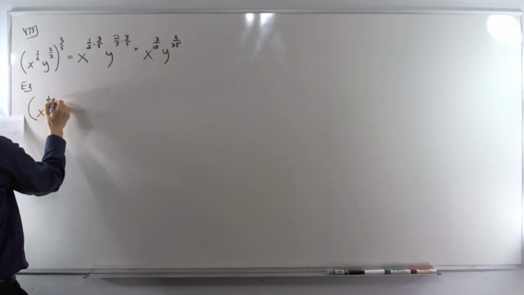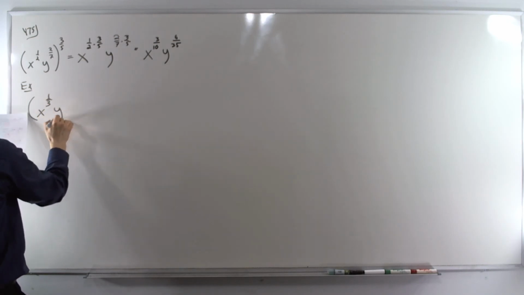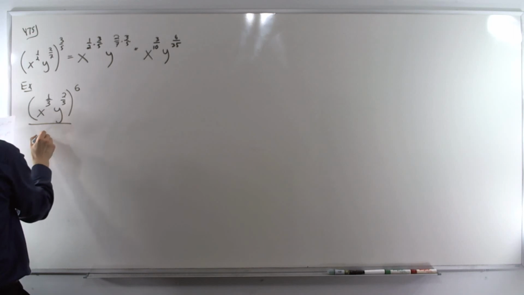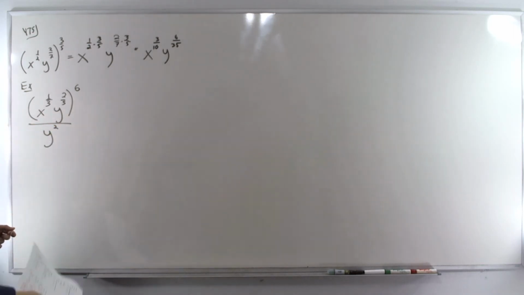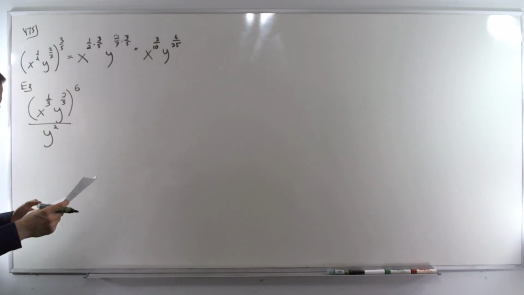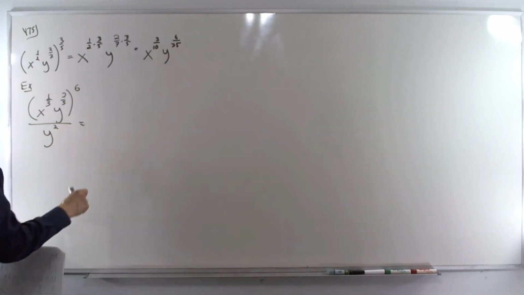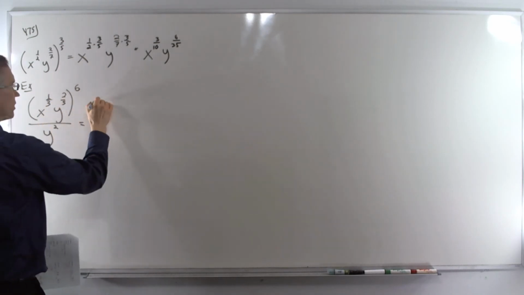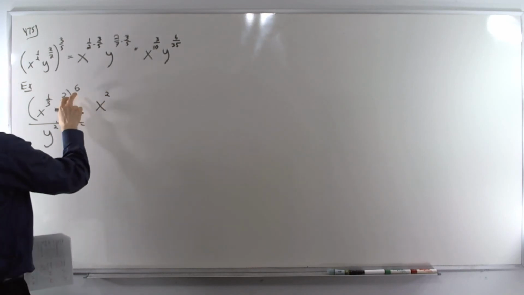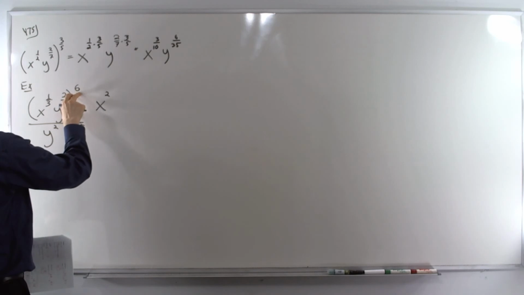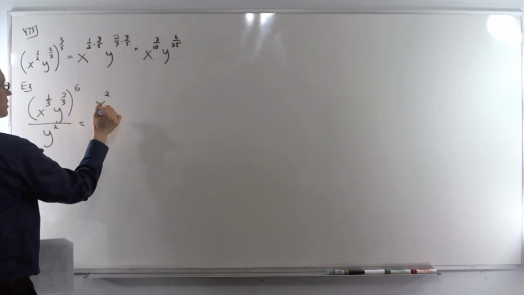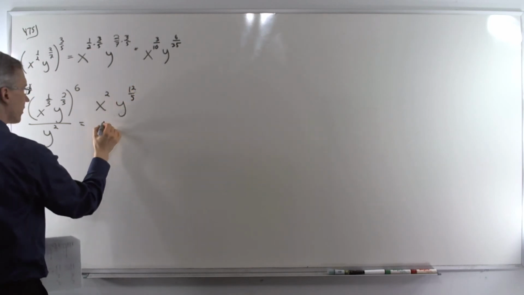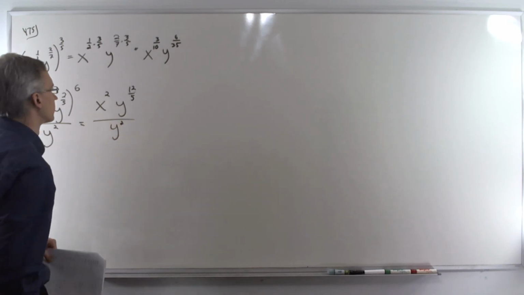A more complex expression this time. We've got x to the 1/3, y to the 2/5, to the 6th power over y squared. Sometimes we'll mix fractions and integer exponents. All right, I'm going to apply this to both of them inside the parentheses. Here we've got 6 times 1/3. 6 divided by 3 is 2. So that is x squared. And here we've got y to the 2/5 times 6. 6 times 2 is 12, so 12/5. y to the 12/5 there, all over y squared.